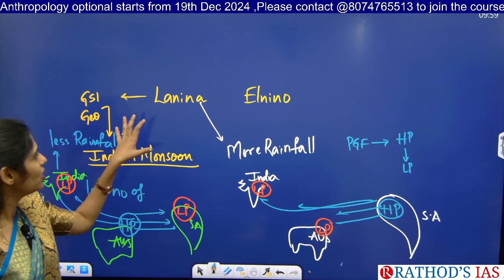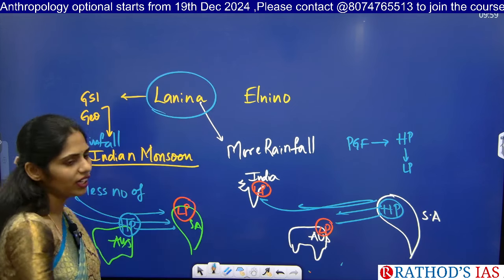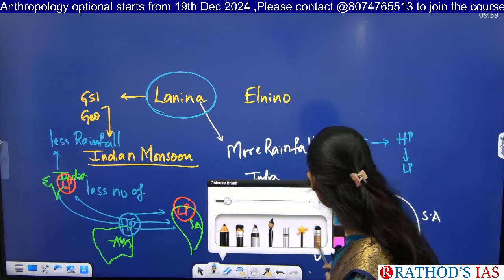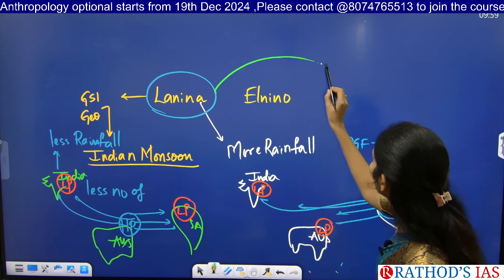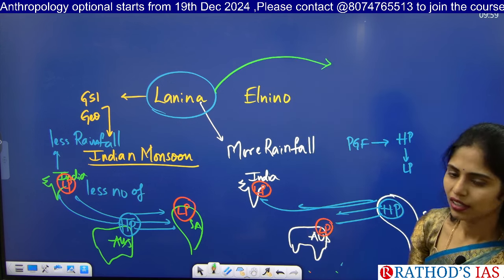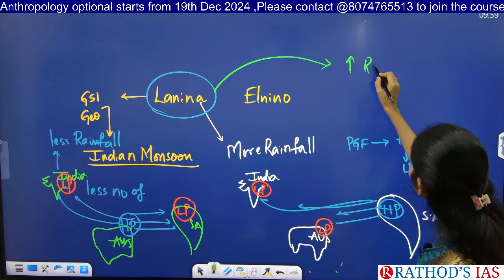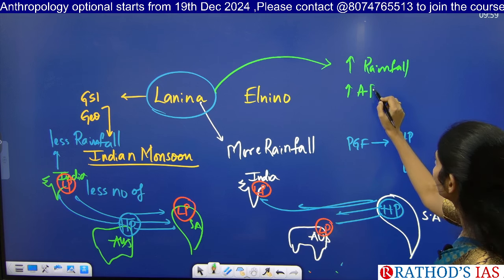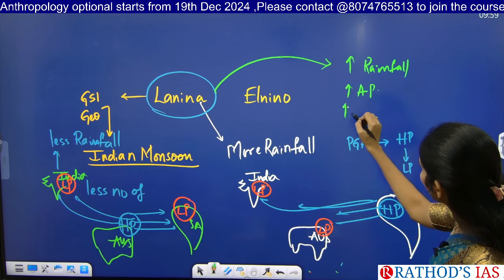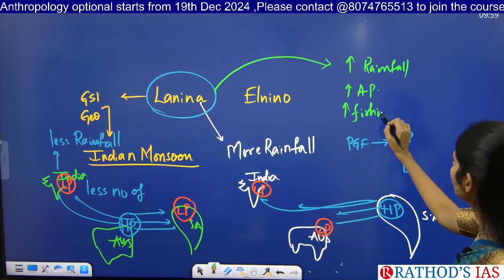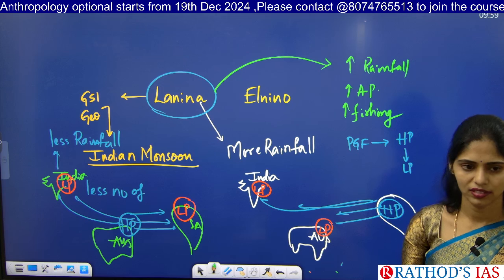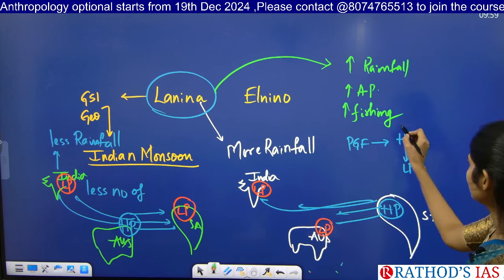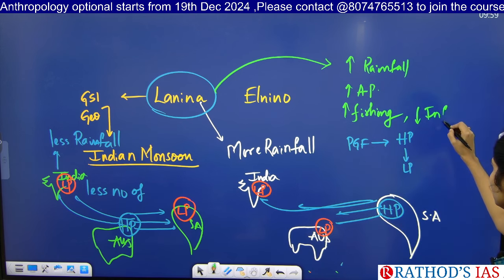Okay, now tell me, is there any impact of La Nina on India, Indian climate? So how? I will be writing the points, tell me. What will be the impact of La Nina? Okay, there will be increased rainfall. Next, there will be increasing agriculture productivity, and it will even be helpful for the fishing community. Next, impact. What about inflation? Decreasing inflation.